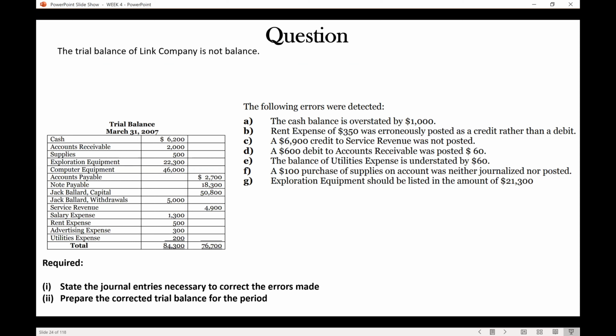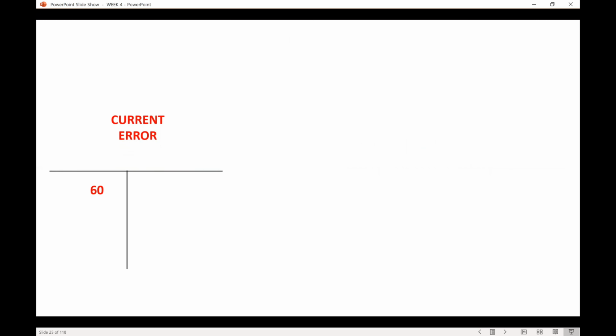A $600 debit to accounts receivable was posted as $60. What does this look like? So our current error in our accounts receivable, we know that has a debit balance, and it says a $600 debit. So what it should have looked like was $600 on your debit side. But what you had, the current error, is that you have $60 on the debit side. So here it's on the correct side, but it's the incorrect amount.